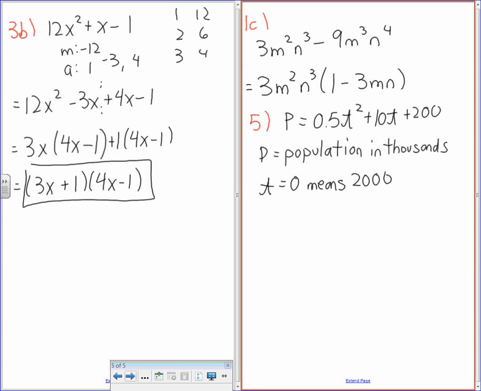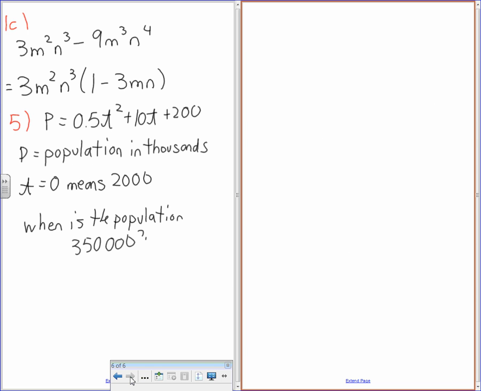Can somebody please tell me what the population in thousands means? Like if it's 1, it's not 1 person, it's 1,000. Right on. So if P was equal to 1, P would really be 1,000. Now the reason we need that is because the question says, when is the population 350,000? And that's why I don't like this question, because they're being tricky here. So what this means is P equals 350.